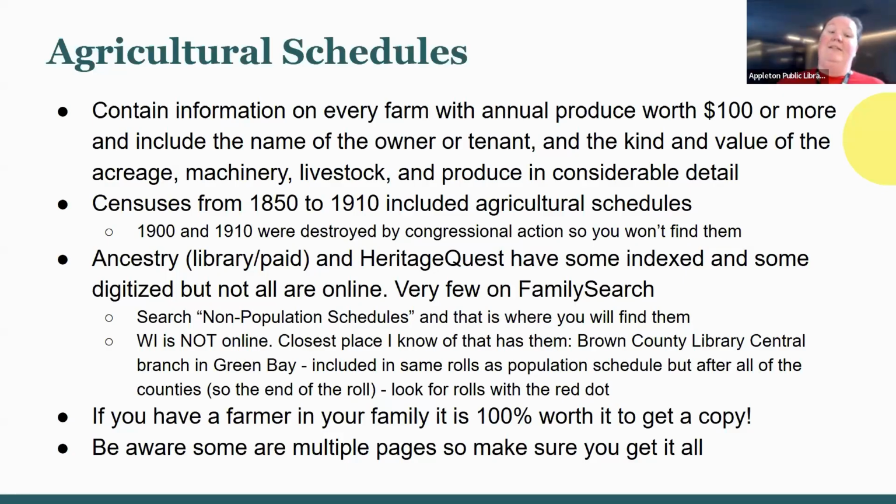Unfortunately, somebody made a decision that the 1900 and 1910 agricultural censuses were destroyed by a congressional action, so they don't exist. If you have a farmer in 1900, 1910, unfortunately, those don't exist anymore. On Ancestry, both the library and paid edition, and on Heritage Quest, they do have some of these indexed, but not all are online. Very few are on Family Search. I think it's just like 2 or 3 states.